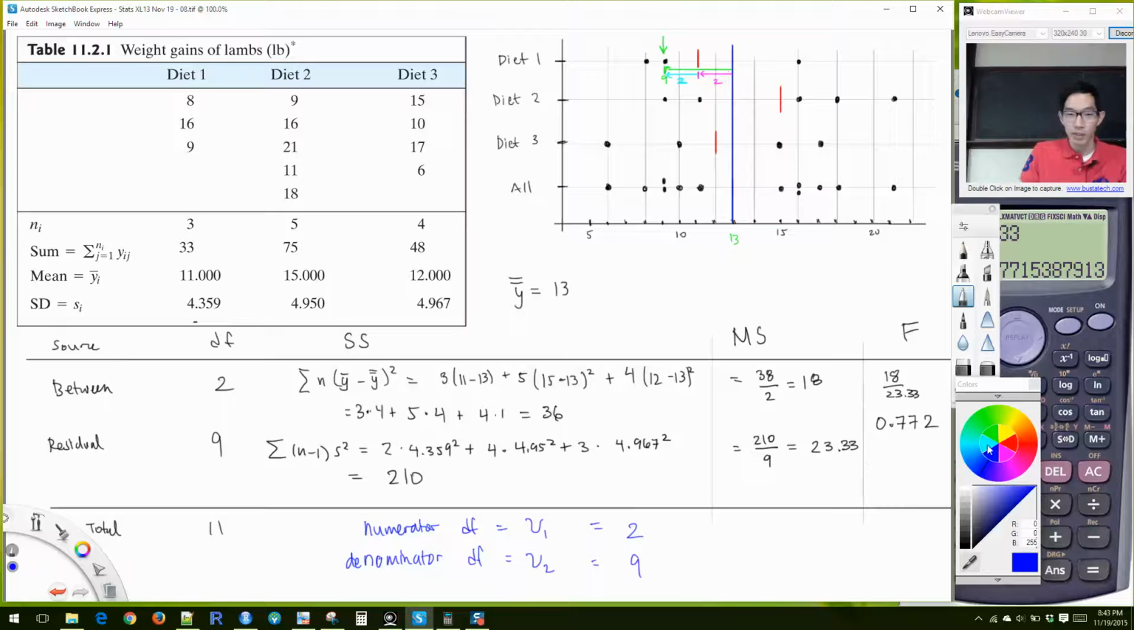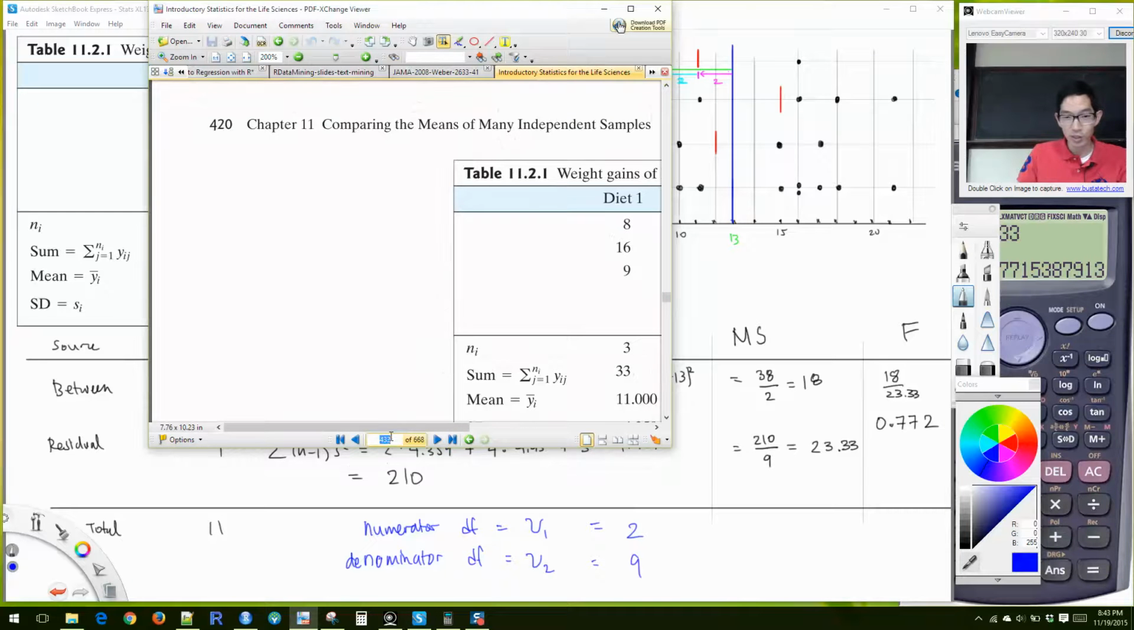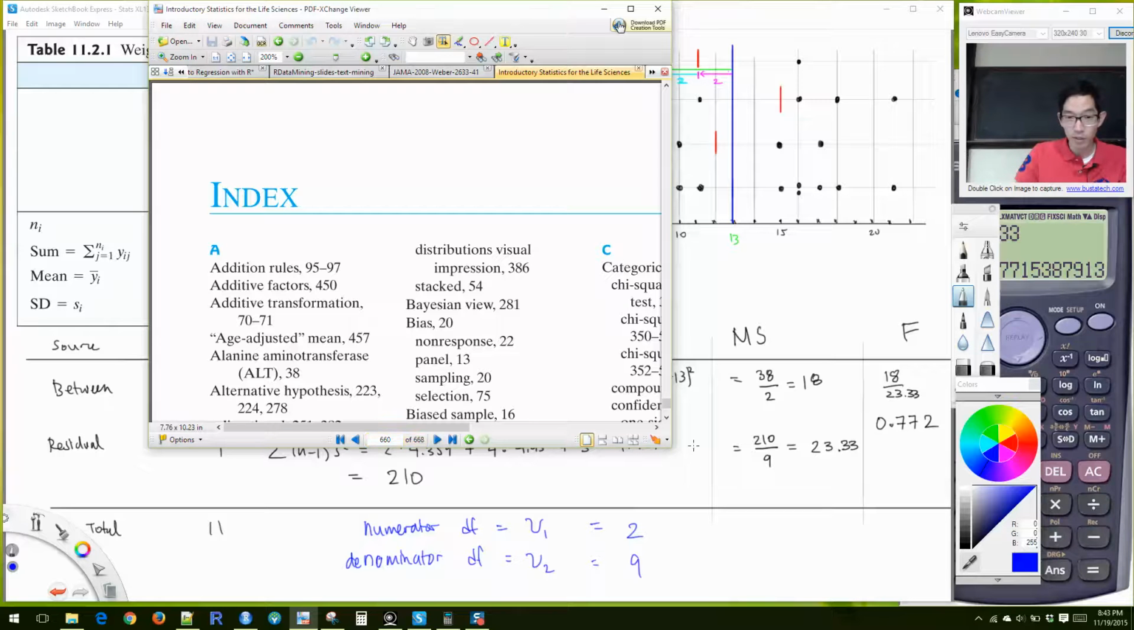Okay. Alright, so first I'll pull up the F table in our textbook, and what is it? It's like way out here.